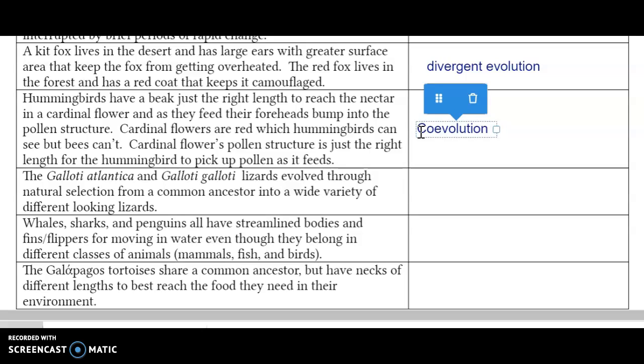The next one says the Galapagos lizards evolved through natural selection from a common ancestor into a wide variety of different looking lizards. They become more different. They are diverging.